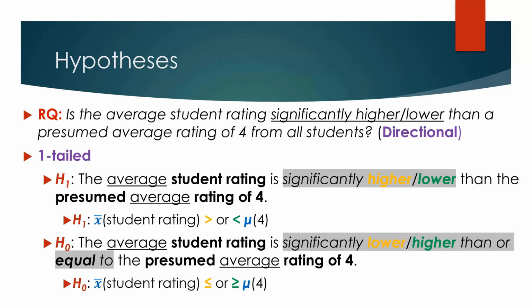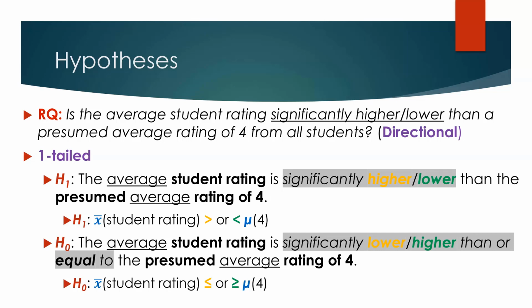So the alternative is going to be phrased like this. If the question asks, is the student rating significantly higher than, then the alternative says yes to the question. The average student rating is significantly higher than the presumed average rating of 4, right? So the alternative in this case would be saying that the sample mean is greater than the population mean.